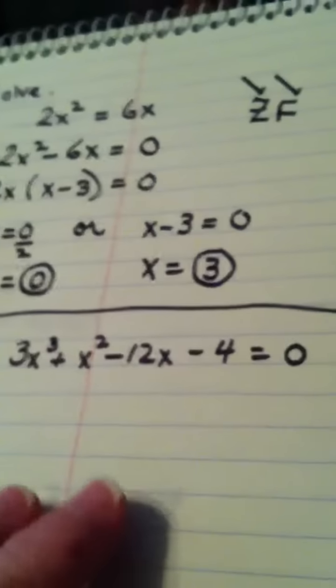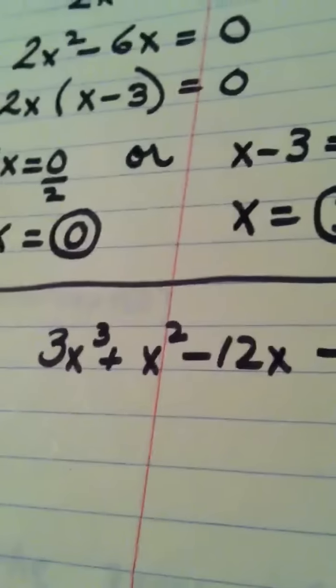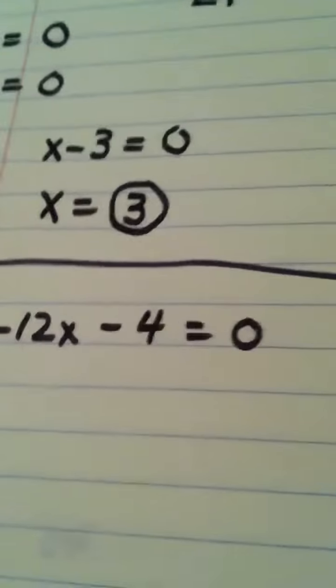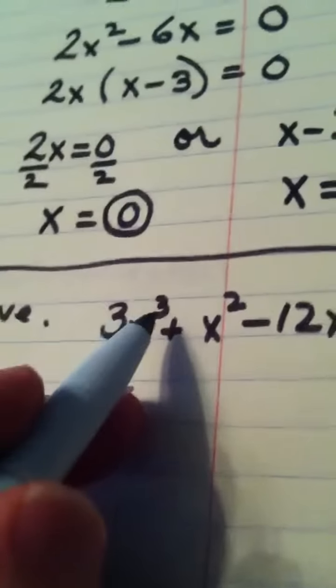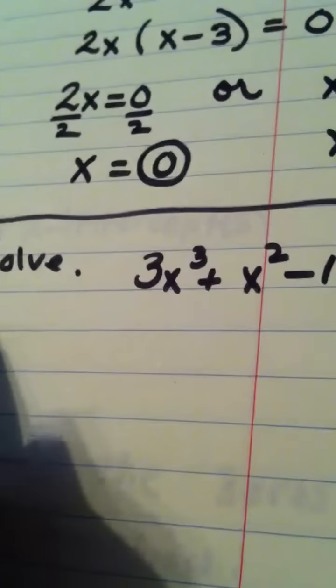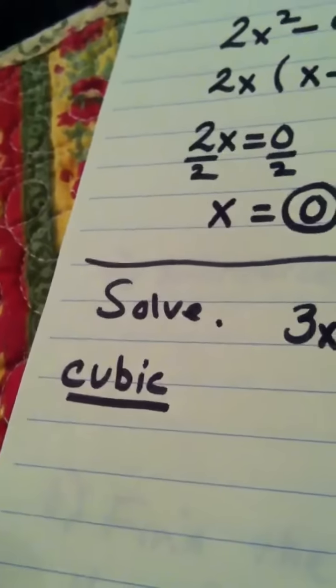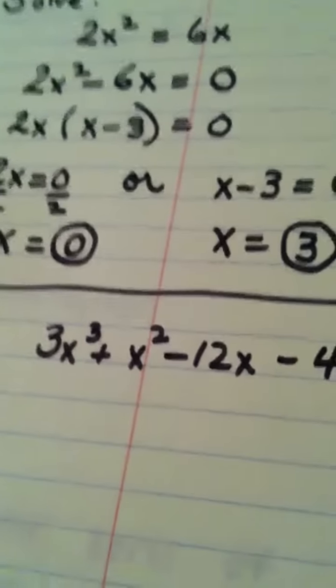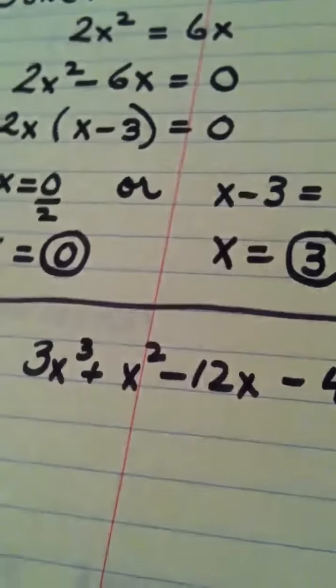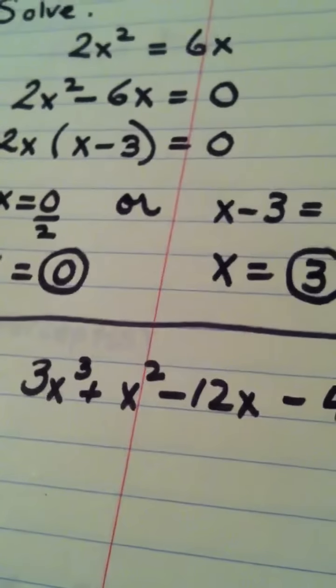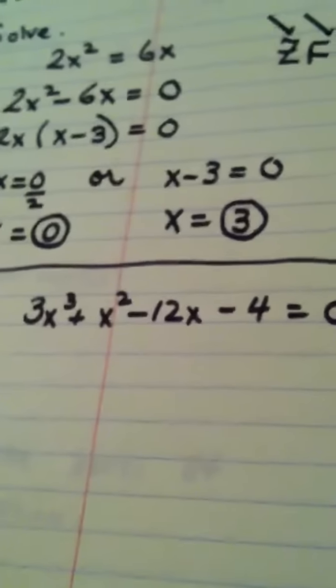All right, let's look here at this one. We're solving 3x cubed plus x squared minus 12x minus 4 equals 0. First thing I want you to know here, when you see degree 3, this is no longer called a quadratic, this is called a cubic equation. And in general, when I have a cubic equation, I am going to have up to 3 solutions. No more than 3. Okay?